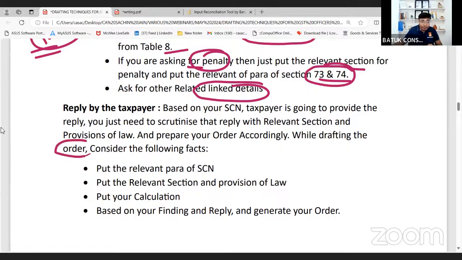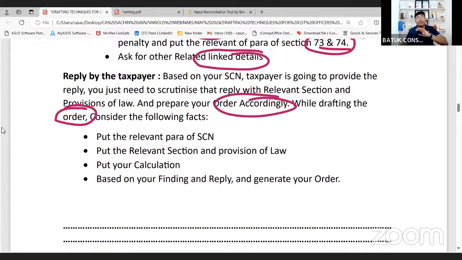Now, while drafting your order, you just need to consider the following thing. First, which is always the same, put the relevant para of the show cause notice.